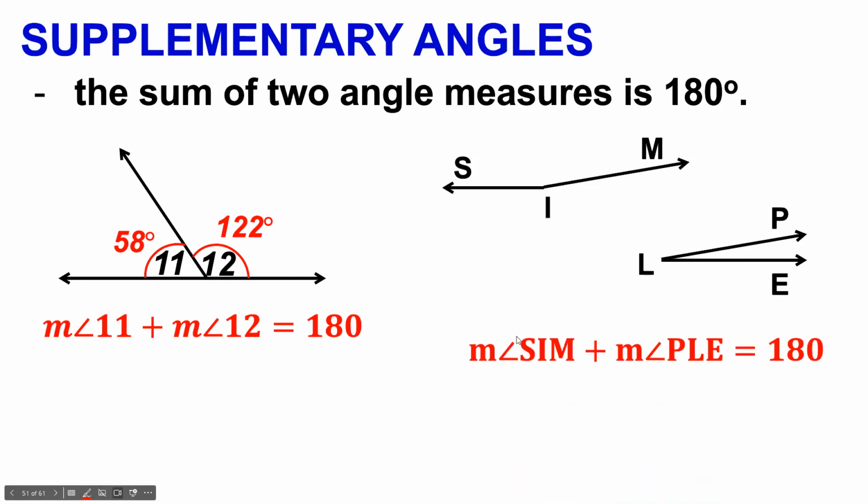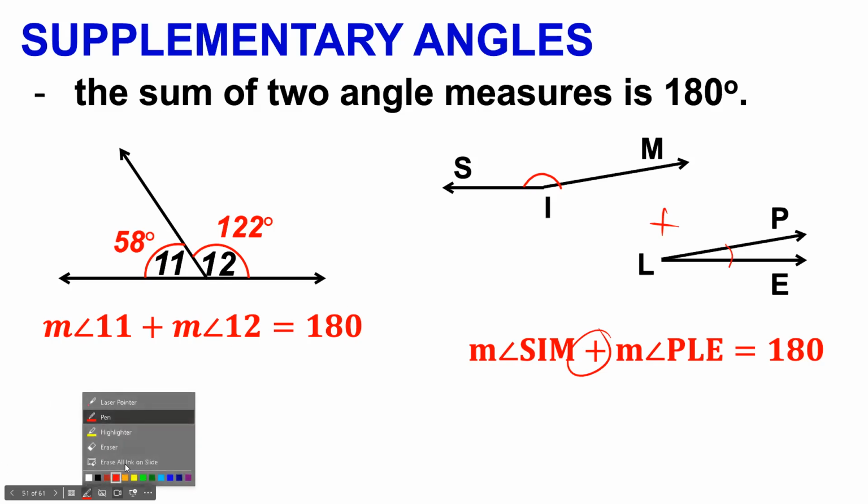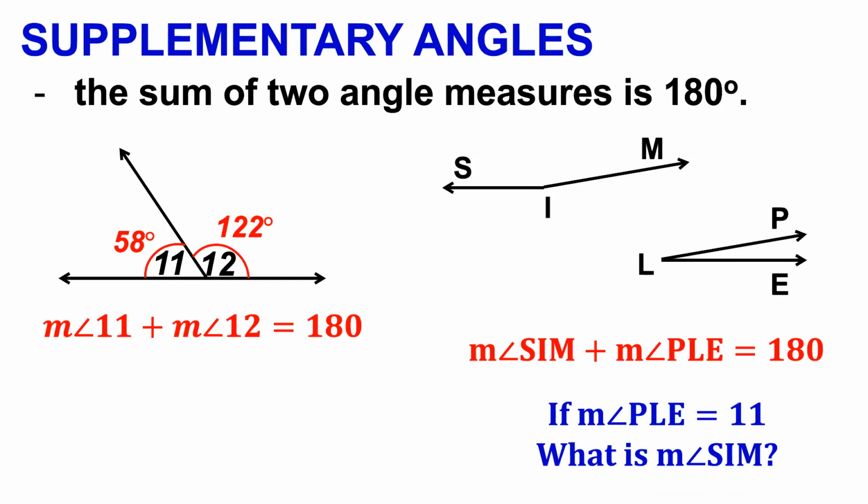Let's have this as an example. If the measurement of angle SIM plus the measurement of angle PLE is equal to 180 degrees, then they are supplementary. So, if the measurement of angle PLE is 11 degrees, what do you think is the measurement of angle SIM? What value will complete the 180-degree measurement? Did you get it? The correct answer is 169 degrees. So when you add 169 plus 11, they will be equal to 180 degrees. Therefore, that makes them supplementary angles.